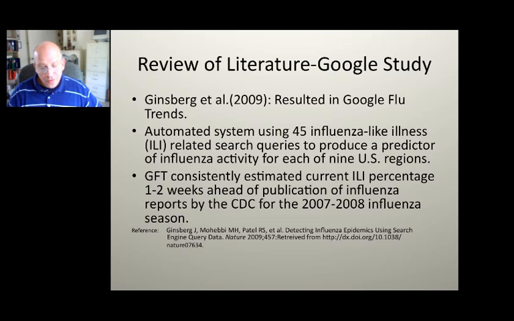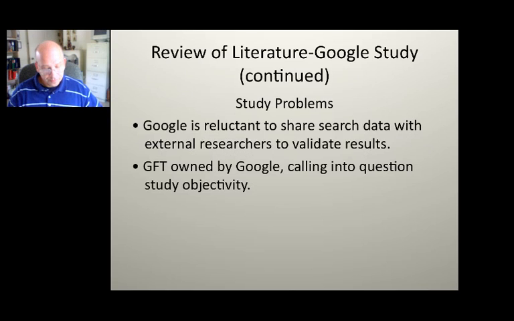The researchers used Google tools to generate ILI estimates throughout the 2007 to 2008 influenza season. They found that GFT was able to consistently estimate the current ILI percentage 1 to 2 weeks ahead of the publication of reports by the CDC's U.S. Influenza Sentinel Provider Surveillance Network.